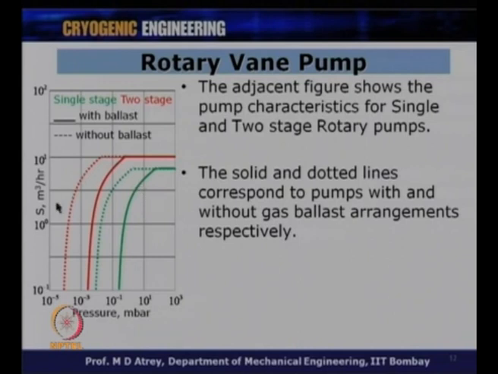In that case, the vacuum speed can be increased. You can get around 10 meter cube per hour in that case, and you can also reach lower and lower pressures.